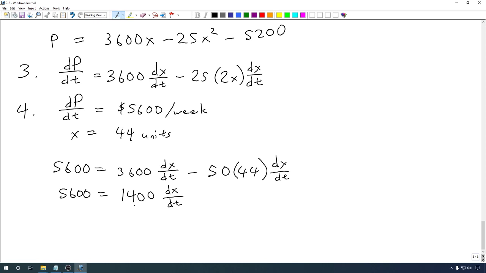So we have 5600 equals 1400 times dx/dt. If we divide it out by 1400, we can actually get rid of the hundreds parts. So it's really 56 divided by 14, and that actually gives us a whole unit of 4. 4 units per week. So when we already are selling 44 units, but we're seeing our profit increase by $5,600 per week, that means we should expect to sell 4 more units the next week.